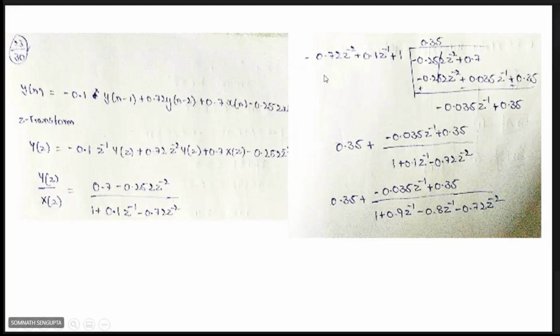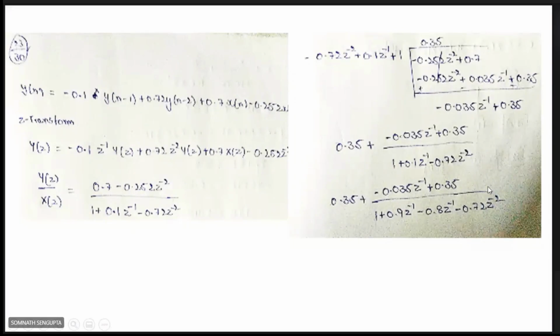Okay, so there you will see the way they have done it: first you remove the higher order terms, 0.72. Remove the higher order terms: 0.72 z square plus 0.1 z inverse plus 1. If you multiply this with 0.35, then 0.252 will cancel out. So after long division, it will come in this form. Some coefficient is coming there, that constant c.